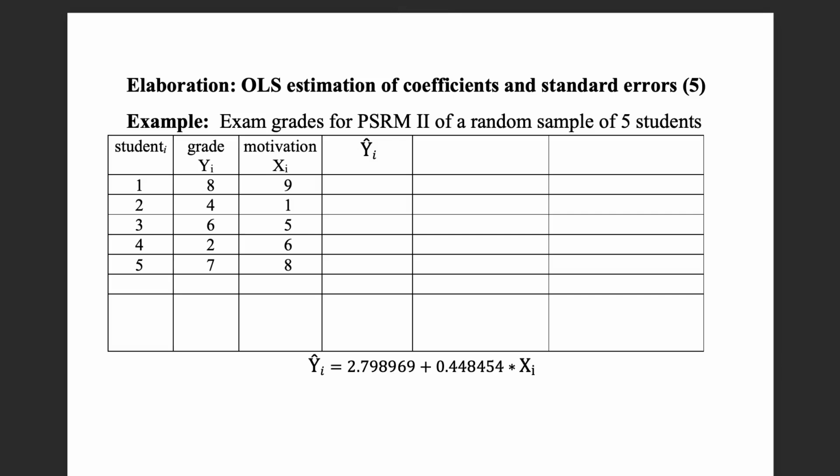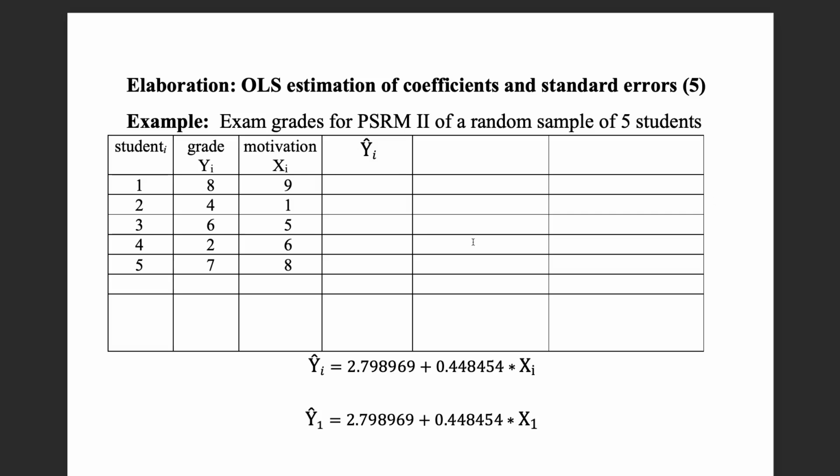Yes, indeed, it is based on B0 and B1, which we have found to be, for B0 the constant, the value 2.798969, plus the B1 value 0.448454 that we just found, multiplied by the value on the independent variable motivation, in this case for each student, and that's going to give us the predicted value for each student. So for instance, the predicted value for the first student, so y hat for student 1, what would that be? Yes, great, well done.